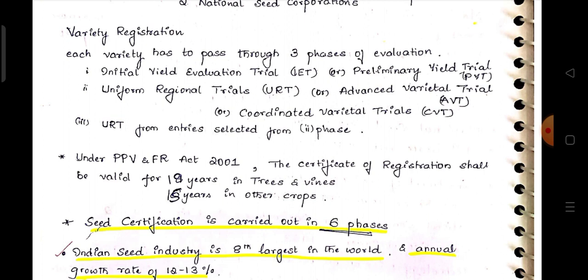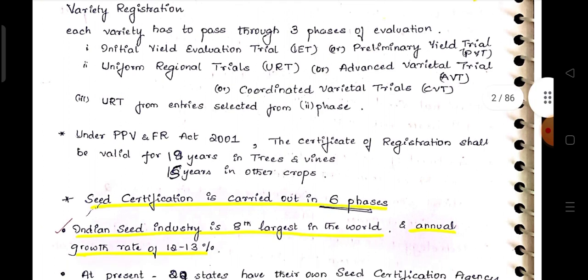You may get confused with these terminologies. You should always know the synonyms, where the preliminary yield trial is also called as initial yield evaluation trial and advanced varietal trial is called as uniform regional trial, or it is also called as coordinated varietal trials. The third phase is URT, from entries selected from phase 2. Under PPVFR, that is Plant Varietal Protection and Farmers Right Act 2001, certificate of registration shall be valid for 18 years in trees and vines and it is 15 years for other crops.